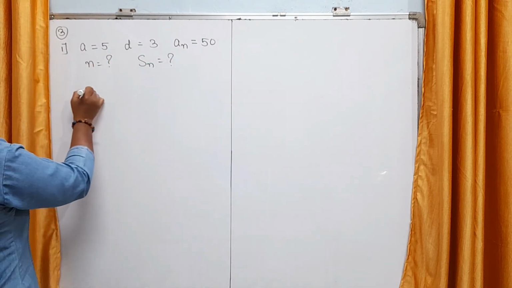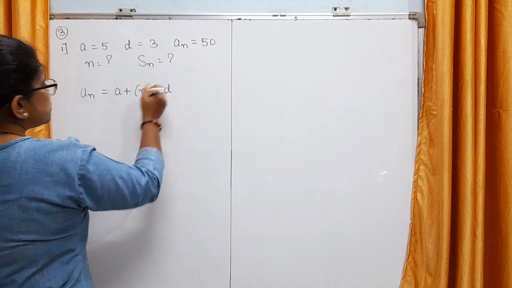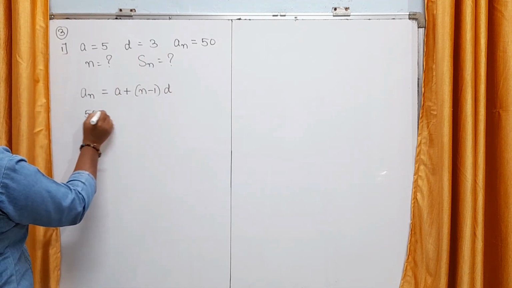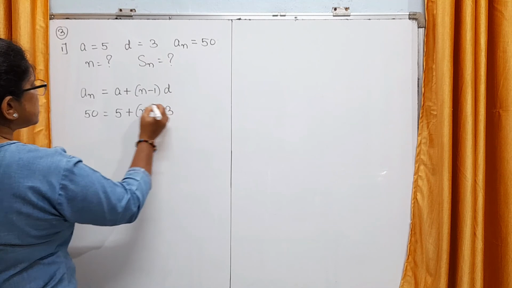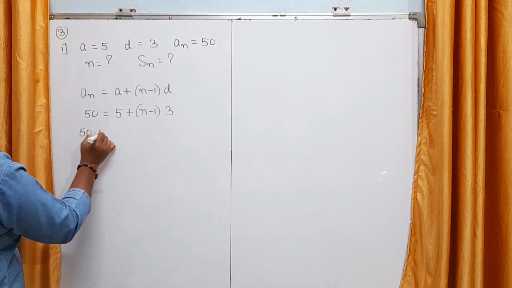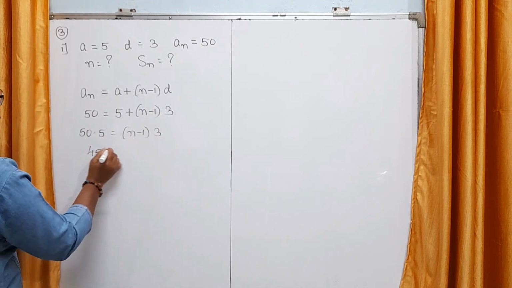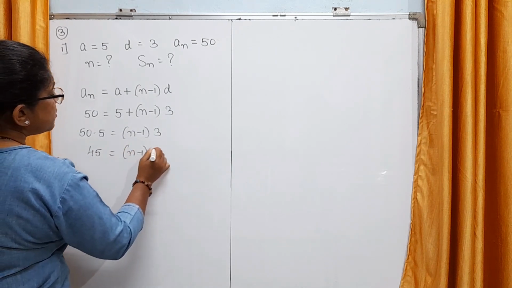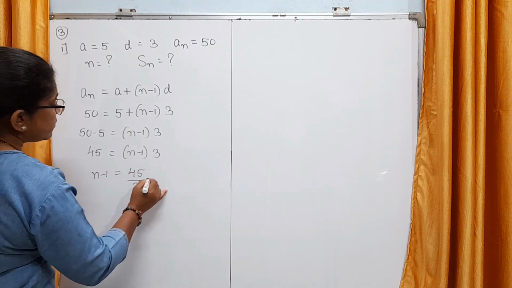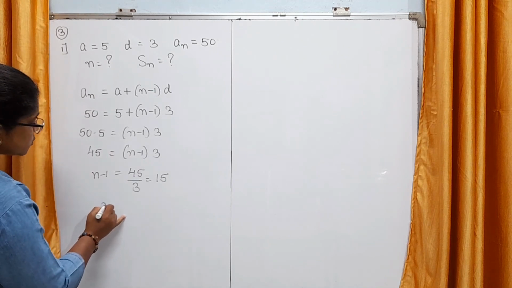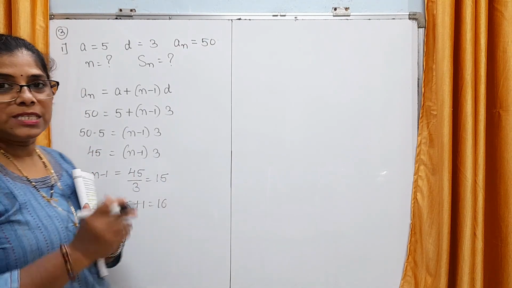So first let us use our simple formula of An. An is equal to A plus n minus 1 into D. Nth term, it's 50, is equal to, first term is 5 plus n minus 1 into 3. Let us shift this 5 on LHS. 50 minus 5 is 45, equal to n minus 1 into 3. So here n minus 1 is 45 upon 3, that is 15. So n is equal to 15 plus 1, that is 16. So number of terms is 16 here.